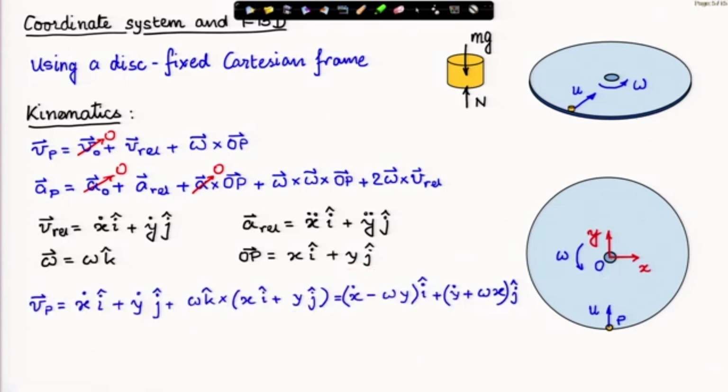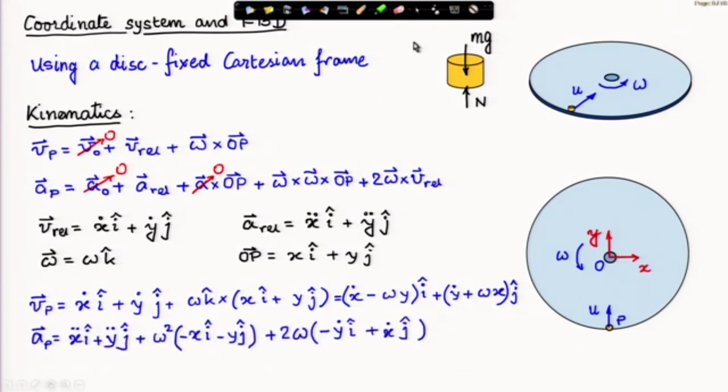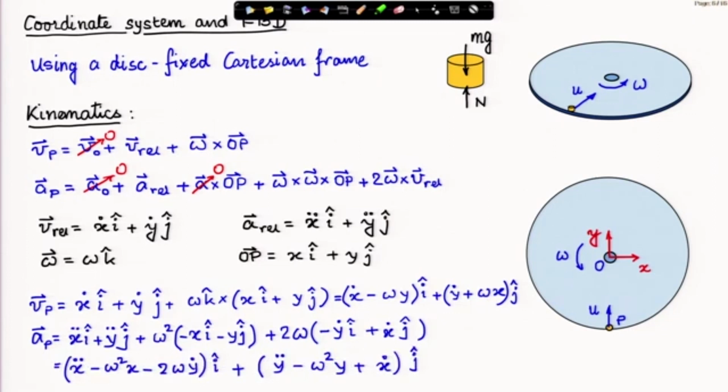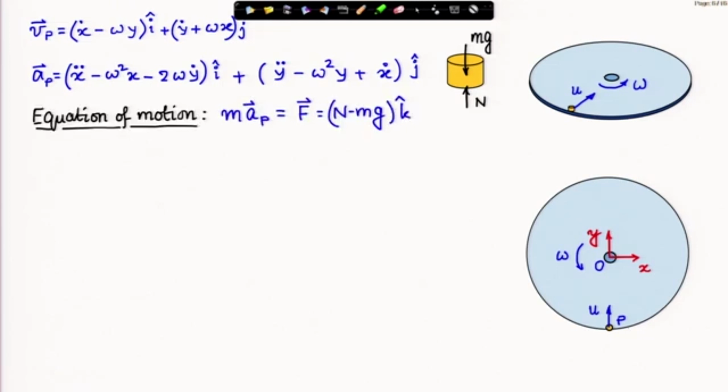Therefore, plugging in these expressions, I find the expressions of velocity, which I have here. These are along i cap and j cap directions, and acceleration, which simplifies. I have done some simplifications, and this is the final expression of acceleration. This is the velocity and acceleration. Now, the kinematics is set, we will move to the equation of motion.